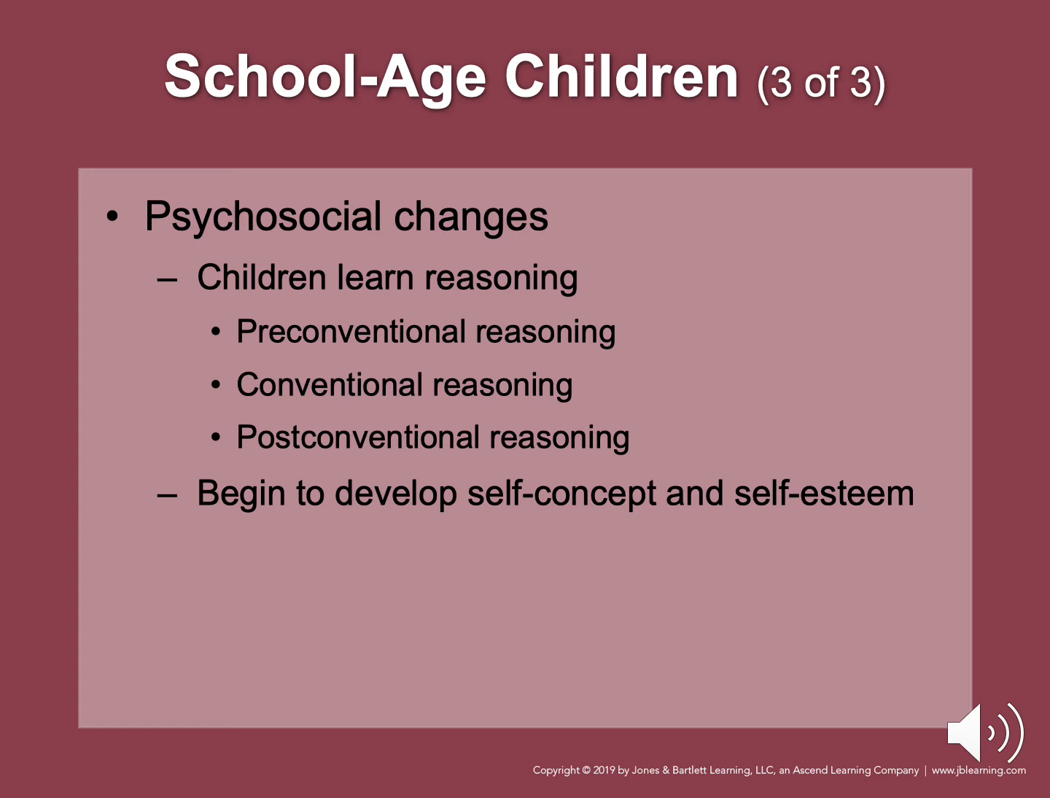Conventional reasoning children look for approval from their peers in society. Post-conventional reasoning children make decisions guided by their conscience. They begin to develop their self-concept and self-esteem. Self-concept is our perception of ourselves. Self-esteem is how we feel about ourselves and how we fit in with our peers.